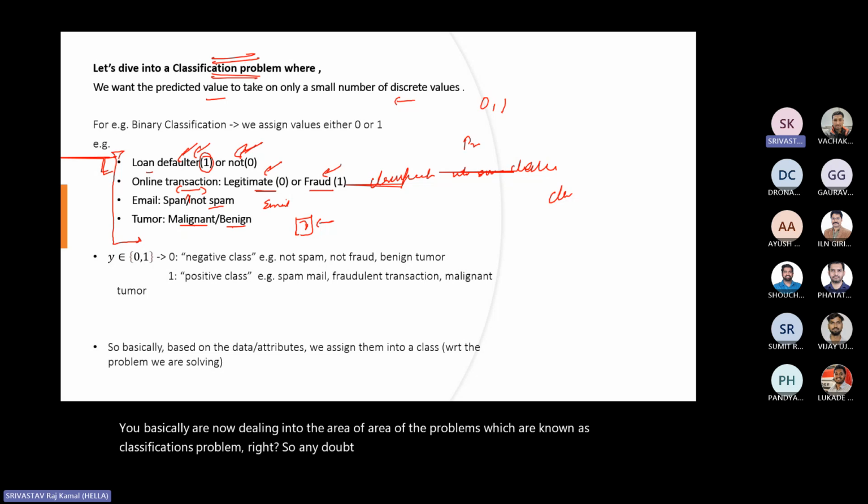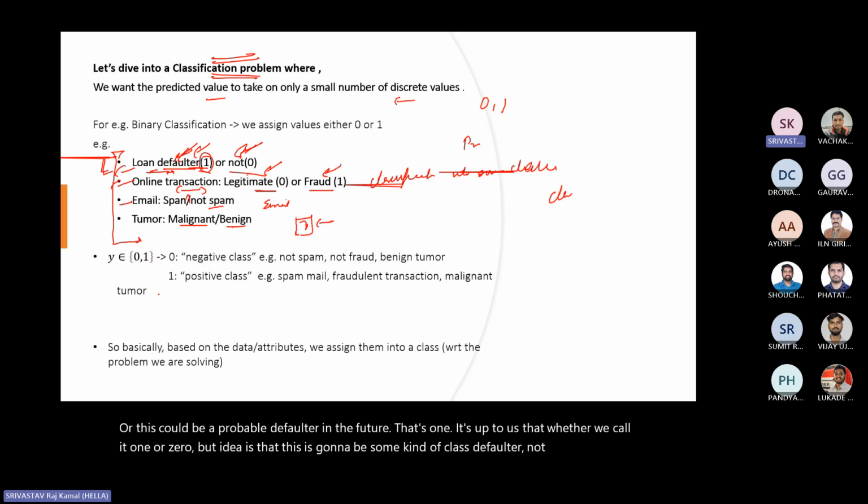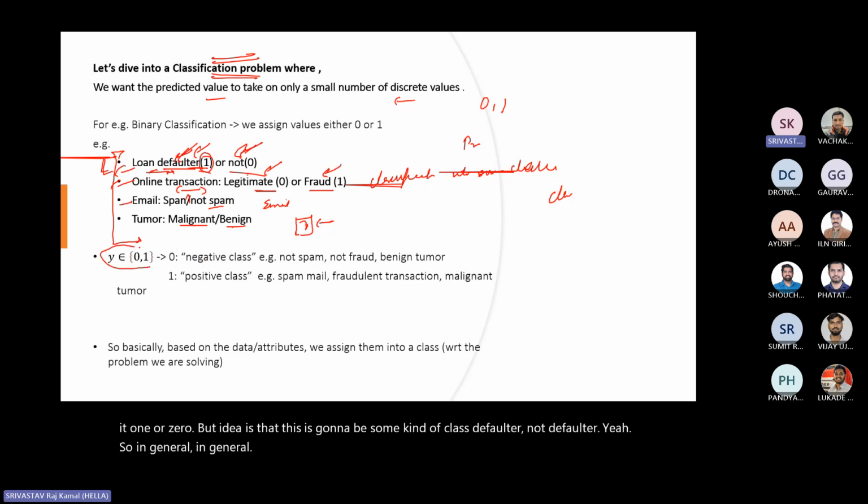When we say that we are looking into a classification problem, your y variable is nothing but a class. It could be 1, it could be 0. Based on the objective, the good objective I mentioned here, you are giving a new guy a loan. Bankers will initially check what is the chance that this guy will default in the future, or that this could be a probable defaulter in the future. It's up to us whether we call it 1 or 0, but the idea is that this is going to be some kind of class. Defaulter, not defaulter.